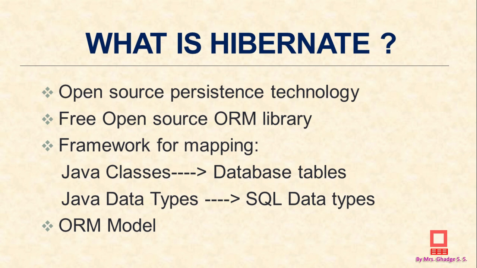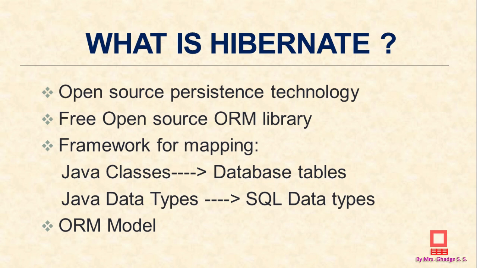It has a free open source ORM library. ORM means object relational mapping library. Basically Hibernate is a framework which is used for ORM mapping. In this ORM mapping, we can map Java classes into database tables, as well as we can map Java data types into SQL data types. That means it is very easy to store all the data from Java classes into database tables, as well as convert Java data types into SQL data types.